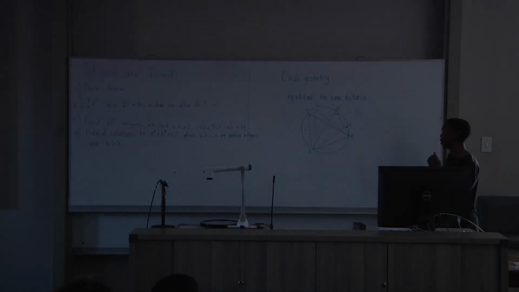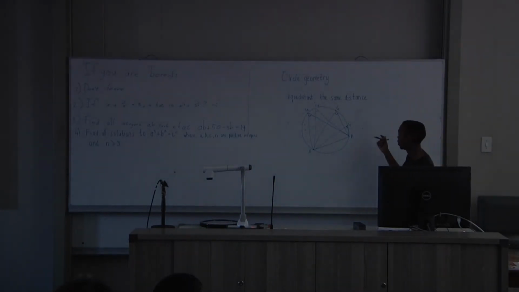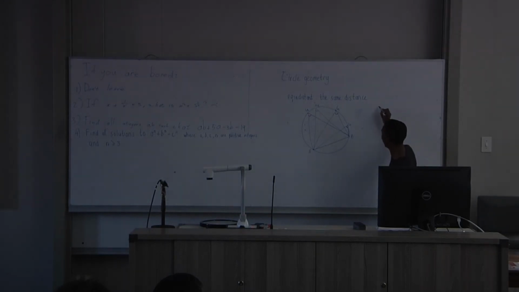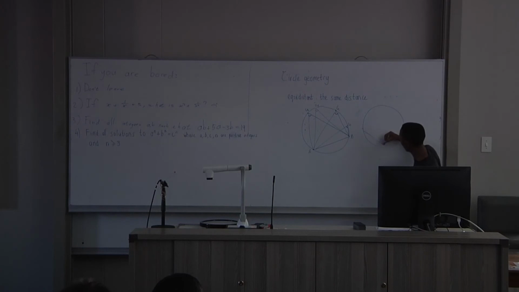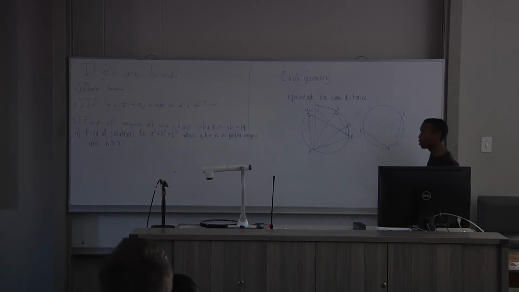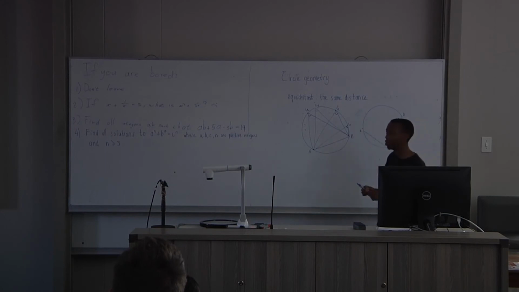And something that comes from this is the fact that if you have 2 chords, say AB and CD, right? And these 2 chords have equal length, then they subtend the same angle. So how would you try to prove this?